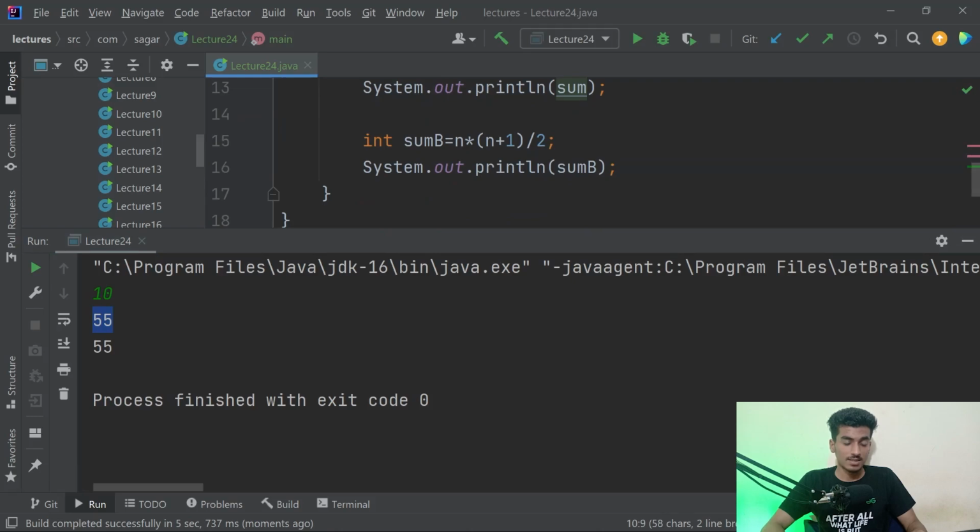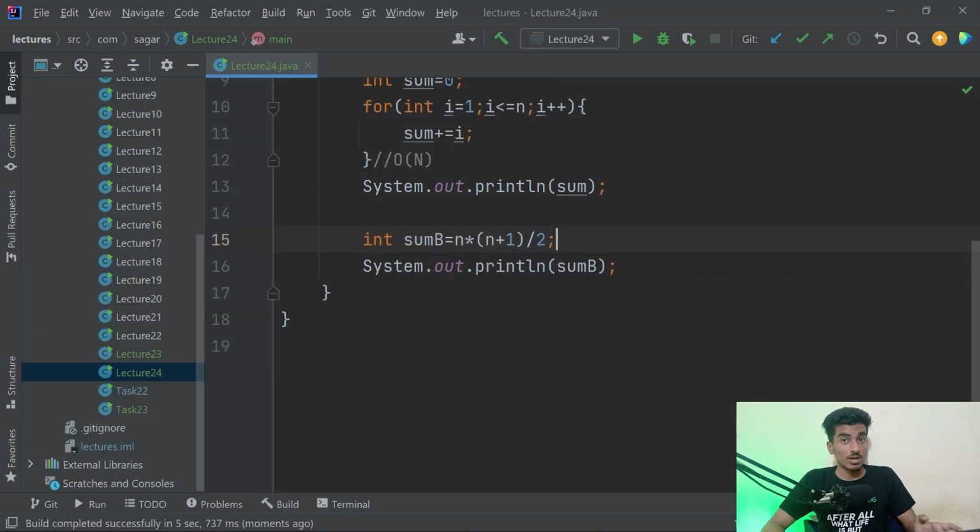But after that we are using a formula to find the sum of the first 10 numbers. So you can see the answer is the same. Here we optimized our algorithm, and the time complexity is O(1), because as you can see we are doing only one operation.